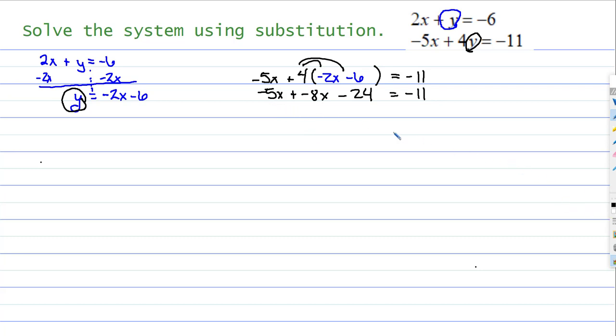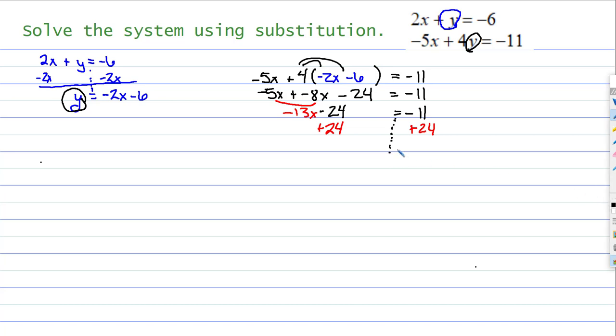Next step is going to be to combine like terms. So look at our like terms, combine those, and we end up with -13x minus 24 equals -11, because we haven't done anything there. Now that we have the left-hand side all situated, we need to cross the wall and move things around. So we're going to move that -24 by using the opposite operation over to the other side. We're going to add 24.